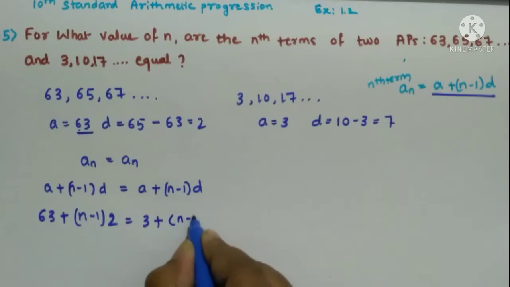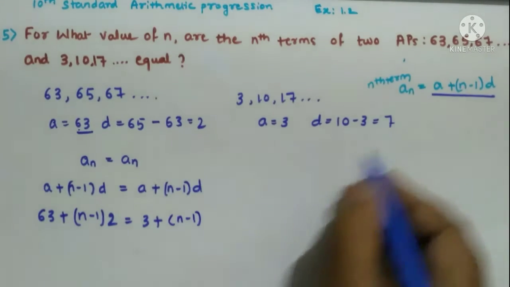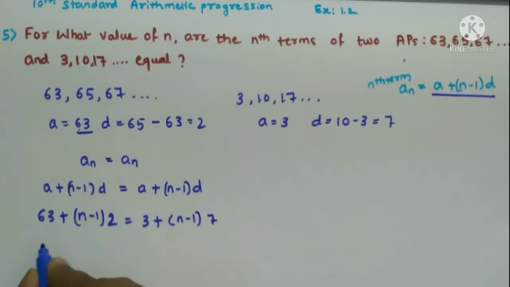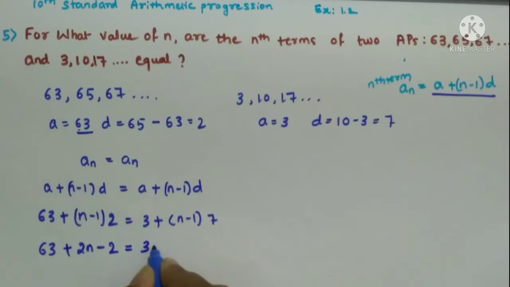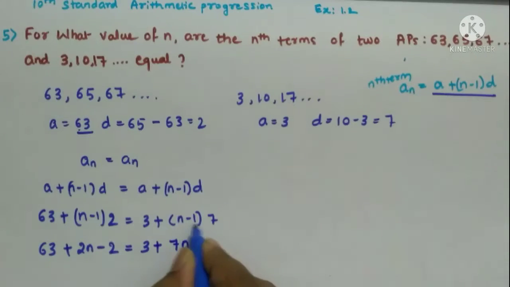So n minus 1, the d value in this second AP is 7. I'll simplify this: 63 plus n, and I'll multiply inside the bracket, so it becomes 2n minus 1 into 2 is minus 2, equal to 3 plus, here also I'll multiply inside the bracket, 7n minus 7. 63 minus 2, we can subtract it, right?